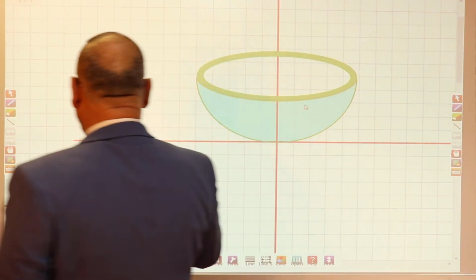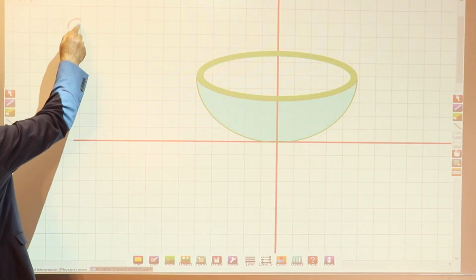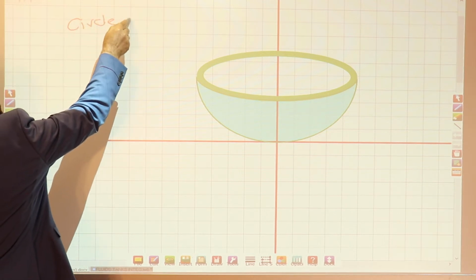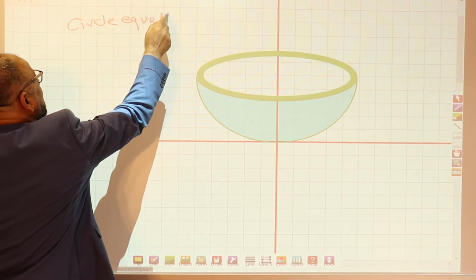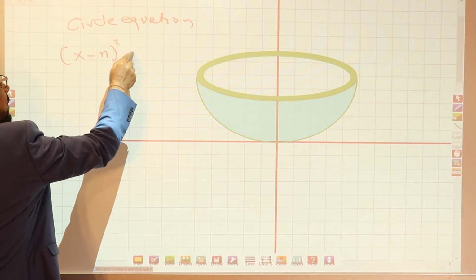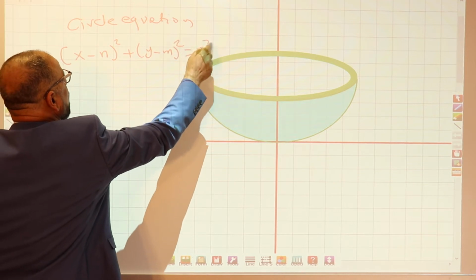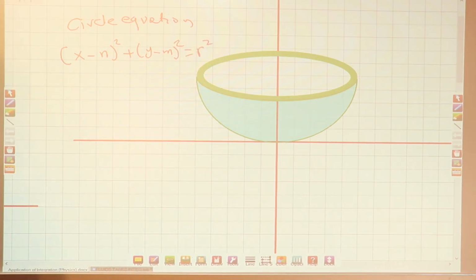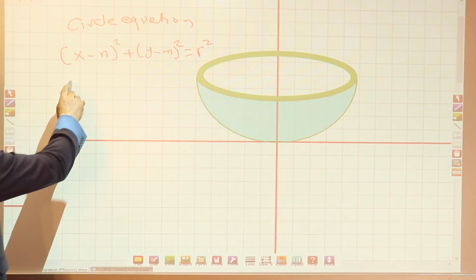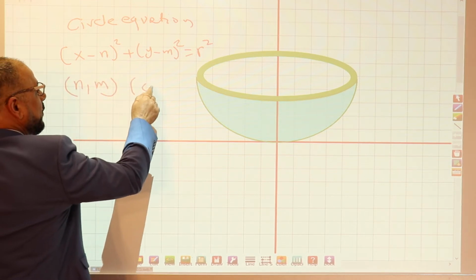What you have to know before we start is the circle equation, something you need to know from before: (x minus n) squared plus (y minus m) squared equals r squared, where n and m are the center.